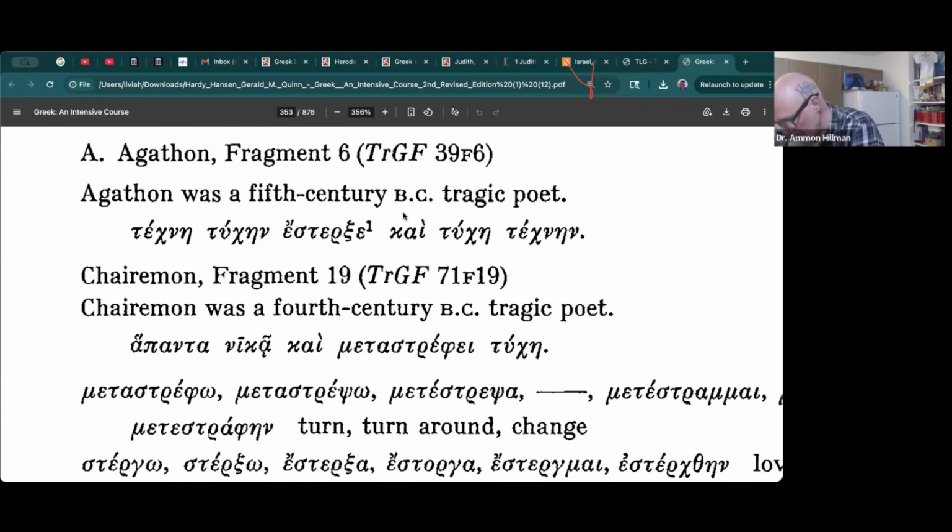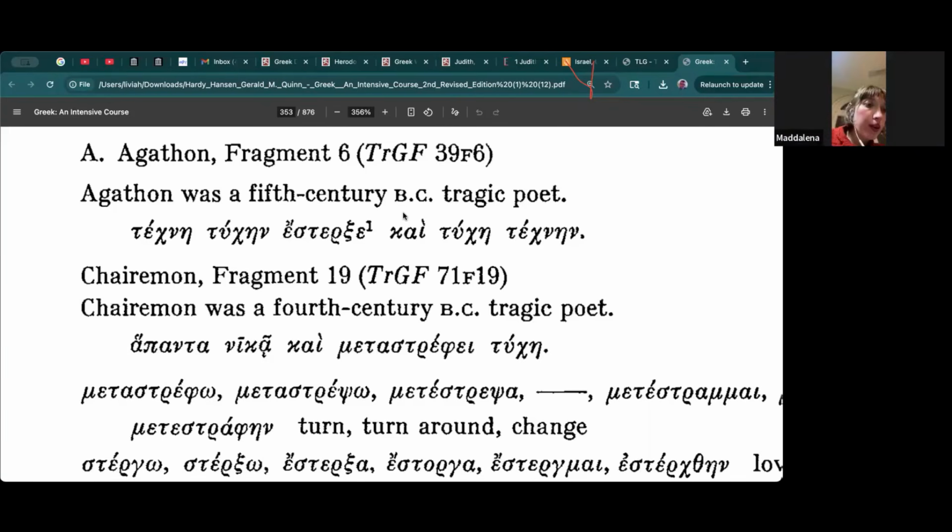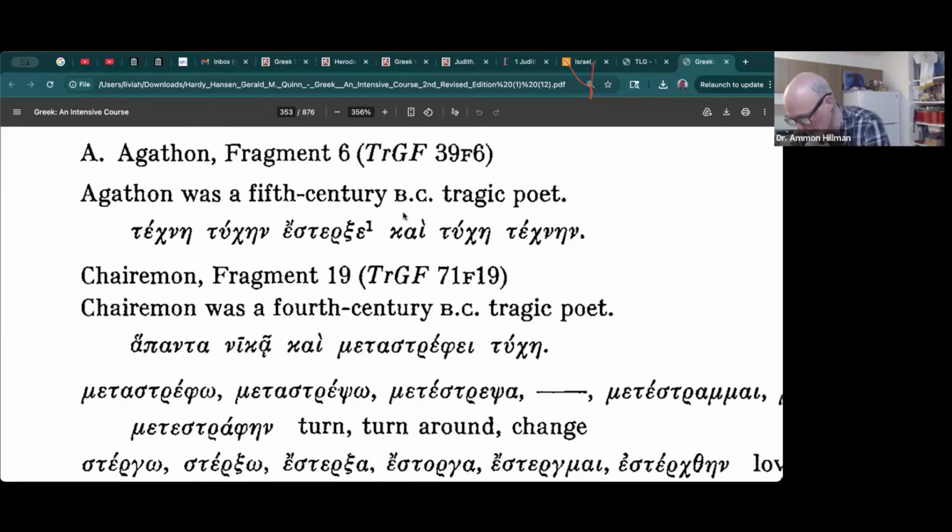Can't you reduplicate something here? Stergo. Notice the vowel change from the epsilon to the omicron in the perfect. I just want you to see that. It switches back. Something's going on with this verb's perfect, right? Please start noticing some of that stuff. And it means to be content with, to acquiesce in, to love. It's one of our words for love.